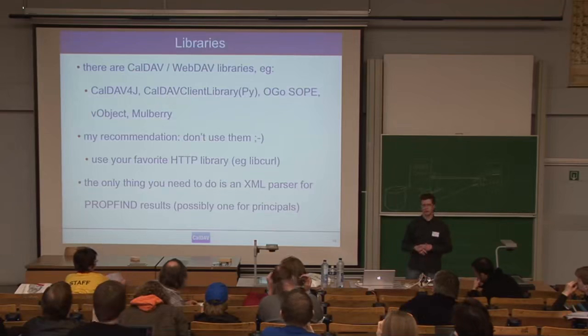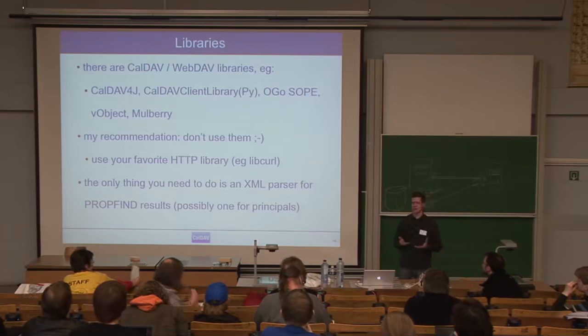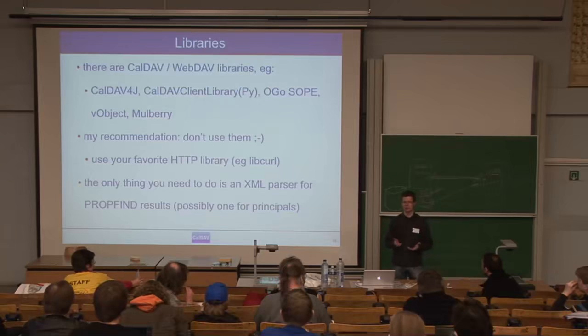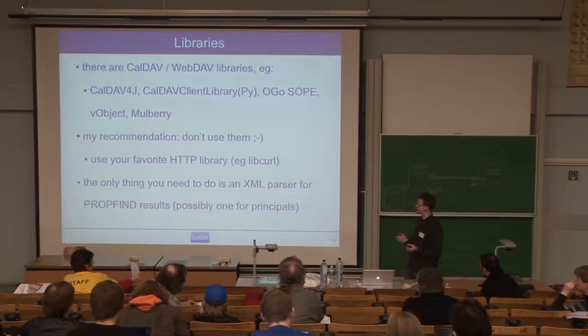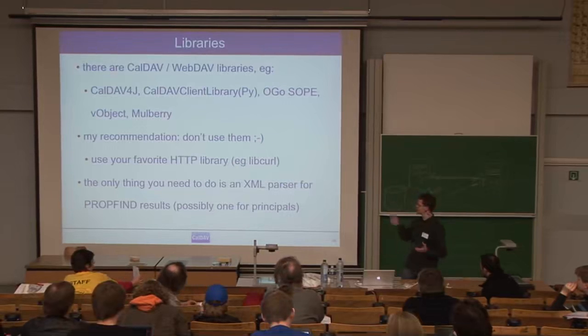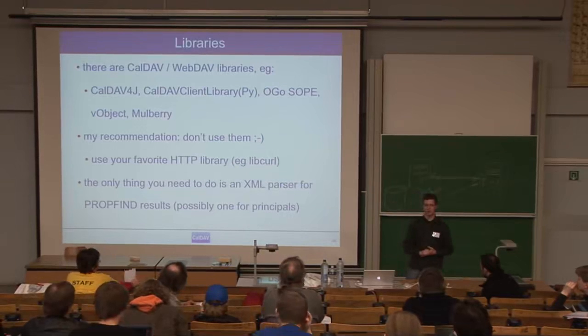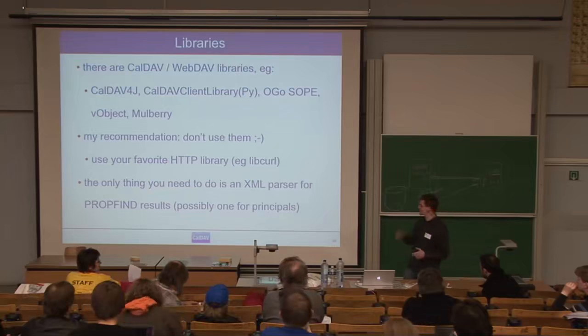But still, I would say you don't need to use that, because the XML you need to parse is just the response from the propfind query. It's just one XML format you need to parse, and it would be completely overblown to use a separate client library for that. It doesn't make any sense. So you should just use your favorite HTTP library to retrieve the items from the server, write one XML parser which parses that propfind, and that's it.